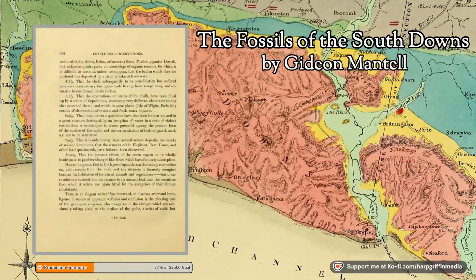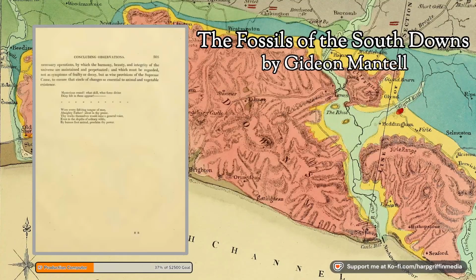Thus, as an elegant writer has remarked, to discover order and intelligence in scenes of apparent wildness and confusion is the pleasing task of the geological inquirer, who recognizes in the changes which are continually taking place on the surface of the globe a series of awful but necessary operations, by which the harmony, beauty, and integrity of the universe are maintained and perpetuated, and which must be regarded not as symptoms of frailty or decay, but as wise provisions of the Supreme Cause, to ensure that circle of changes so essential to animal and vegetable existence.